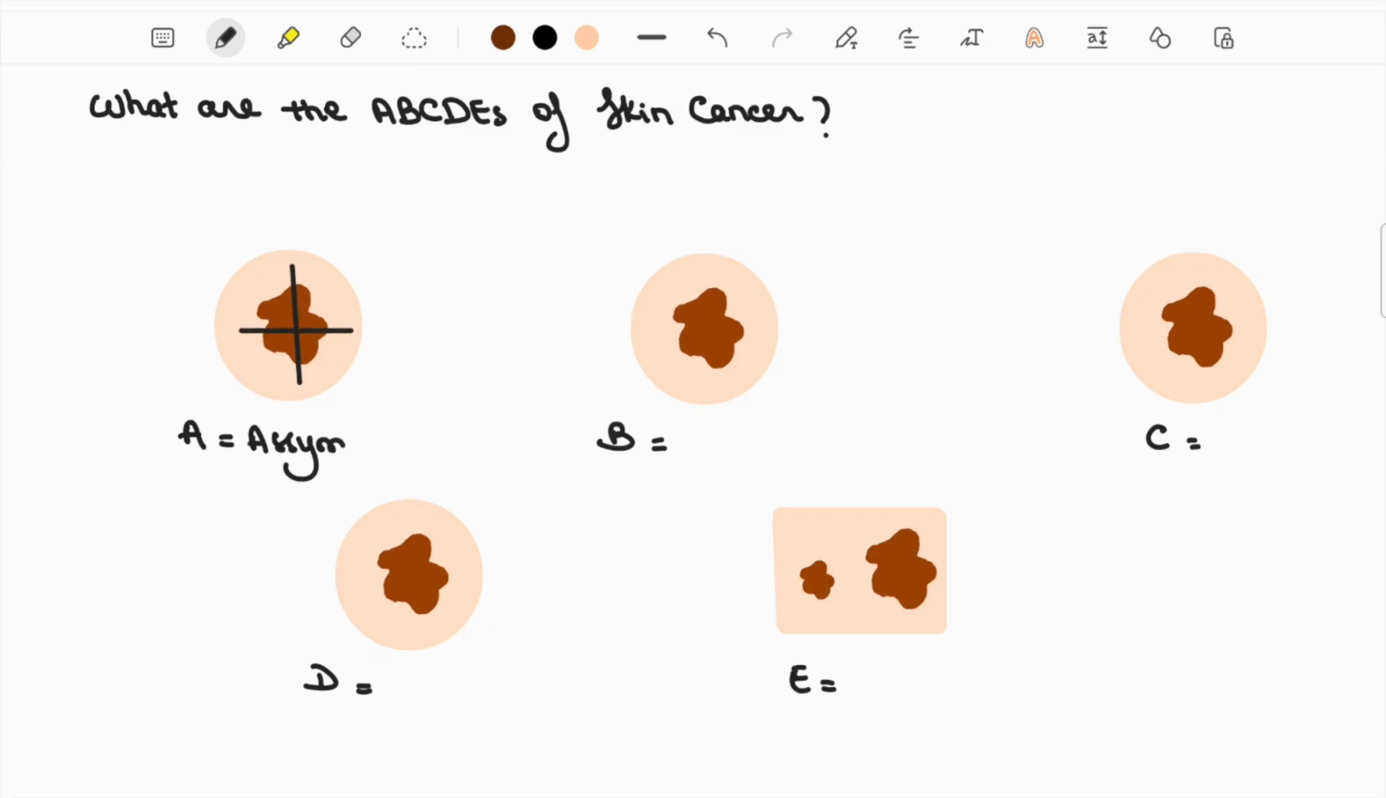A stands for asymmetry. A normal mole is usually round or even. If one half doesn't match the other, that's a warning sign. B stands for border. Benign moles have smooth, regular edges. Suspicious lesions often have jagged, blurred, or irregular borders.